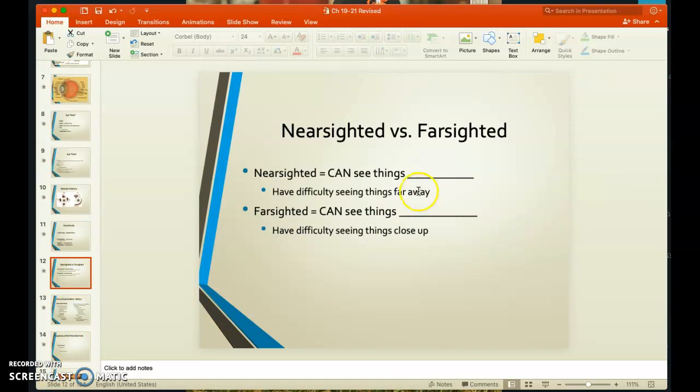So nearsighted, we can see things close up, but we have difficulty seeing things far away. And farsighted, we can see things far away, but we have difficulty seeing things close up. So, two terms to keep in mind.